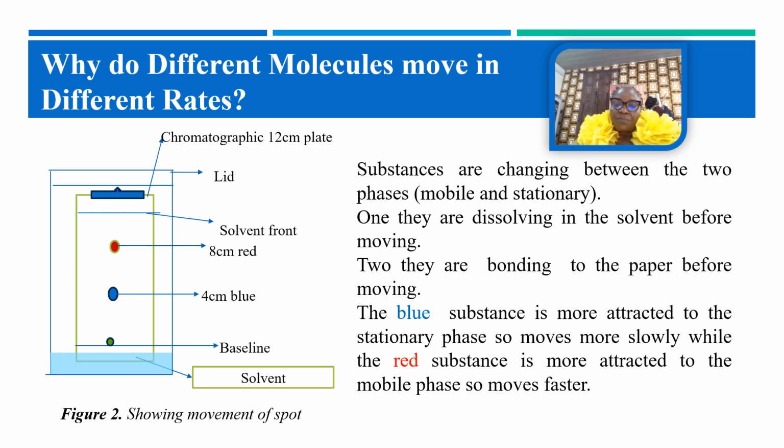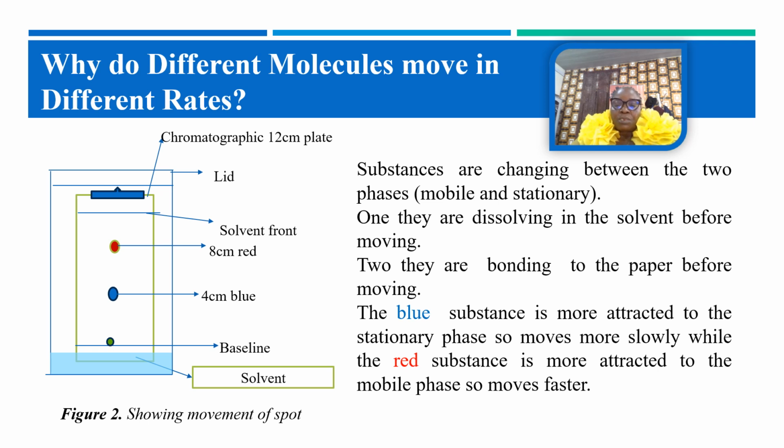In chromatography, the substances are changing between the two phases, the mobile and the stationary. 1, they are dissolving in the solvent before moving, and 2, they are bonding to the paper before moving. Note, they spend time in the two phases. How fast they move depends on the time they spend in the two phases.